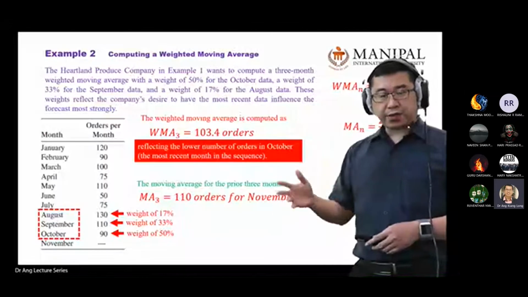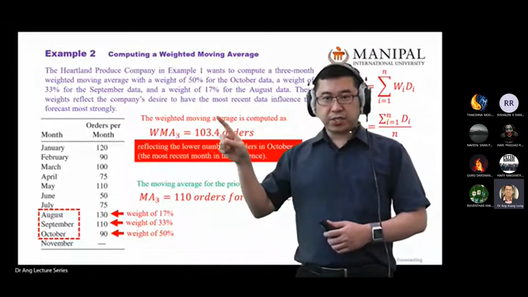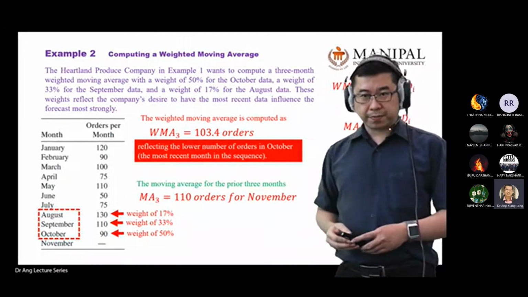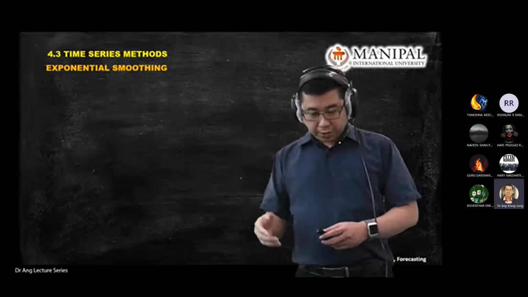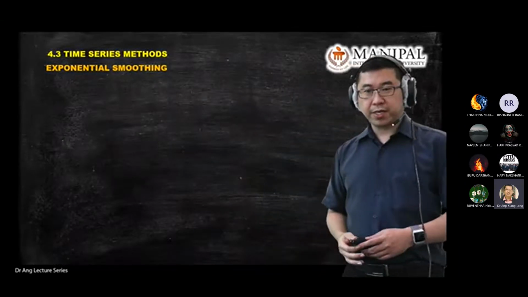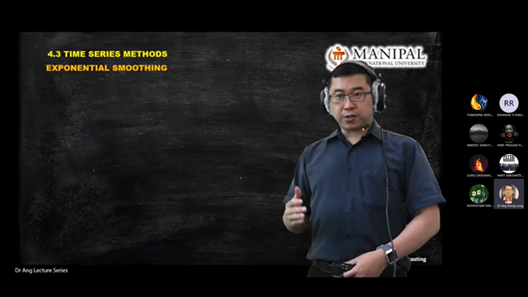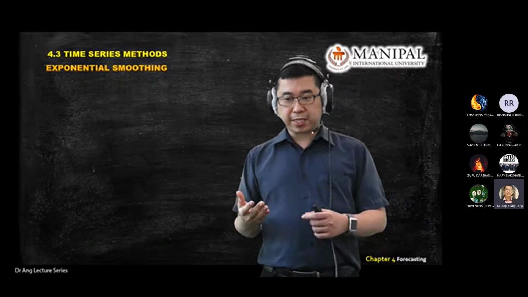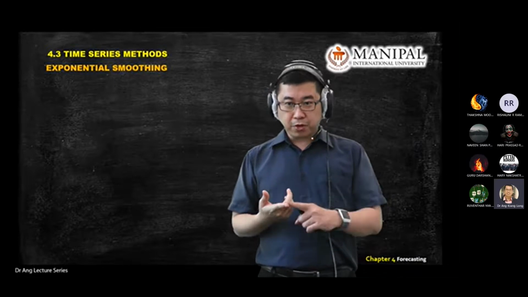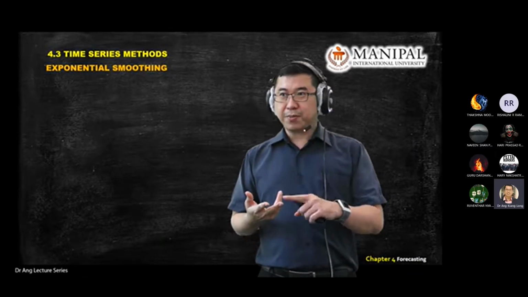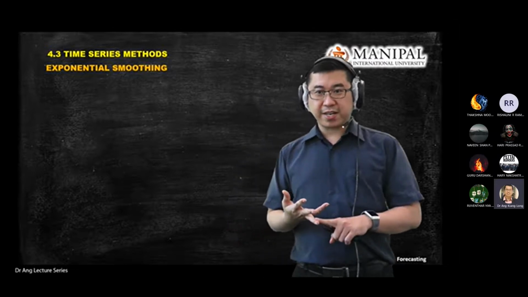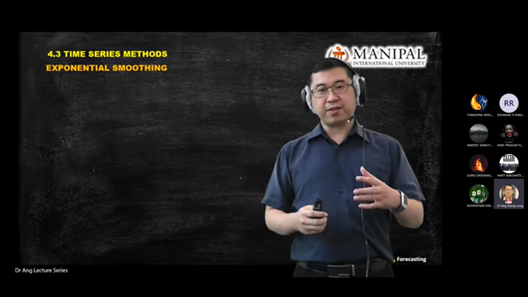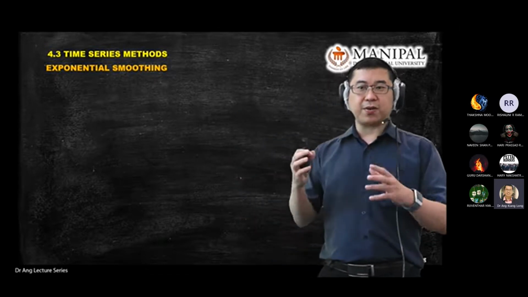Okay, we have done two methods, moving average and weighted moving average. Now we look at another method. Another method is called exponential smoothing. Later you will see a lot of equations, but don't worry. In your mathematics you learned three types of equation: linear, quadratic, and polynomial. So exponential is another type of equation.